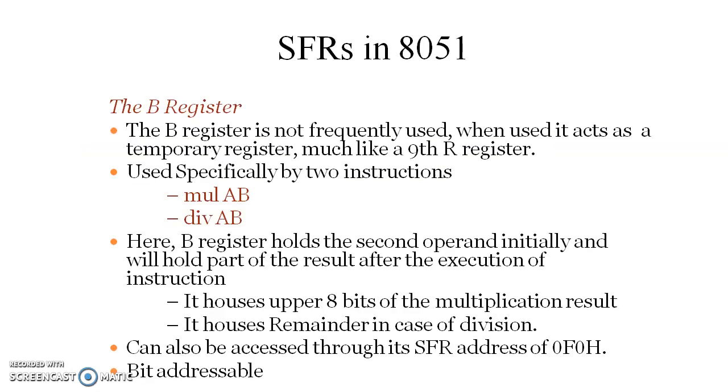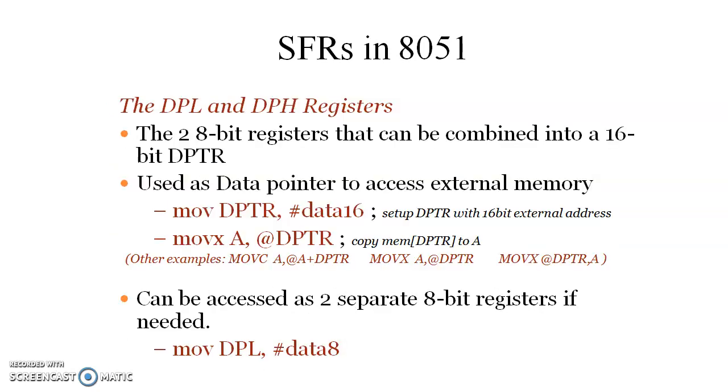B register is not frequently used. When it is used, it acts as a temporary register, much like an R register. I just told you that the multiplication and division instructions always require the data in the accumulator and B register. Your B register holds the second operand initially and will hold part of the result after the execution of the instruction. It is also a bit addressable register.